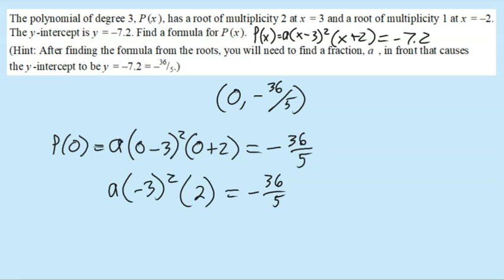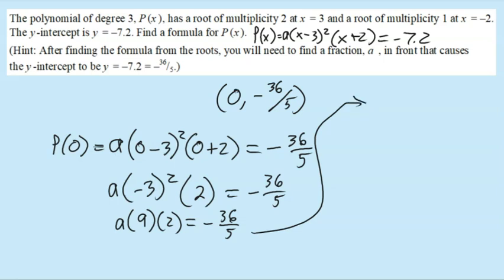Well, what's negative 3 squared? Negative 3 squared is negative 3 times negative 3. And a negative times a negative is a positive, and 3 times 3 is 9. So what we have here is a times 9 times 2 equals negative 36 over 5. Well, 9 times 2 is 18. Here, I'm going to move this over here so it's easier to work with. So how about 18a, because 18 is 9 times 2, equals negative 36 over 5.